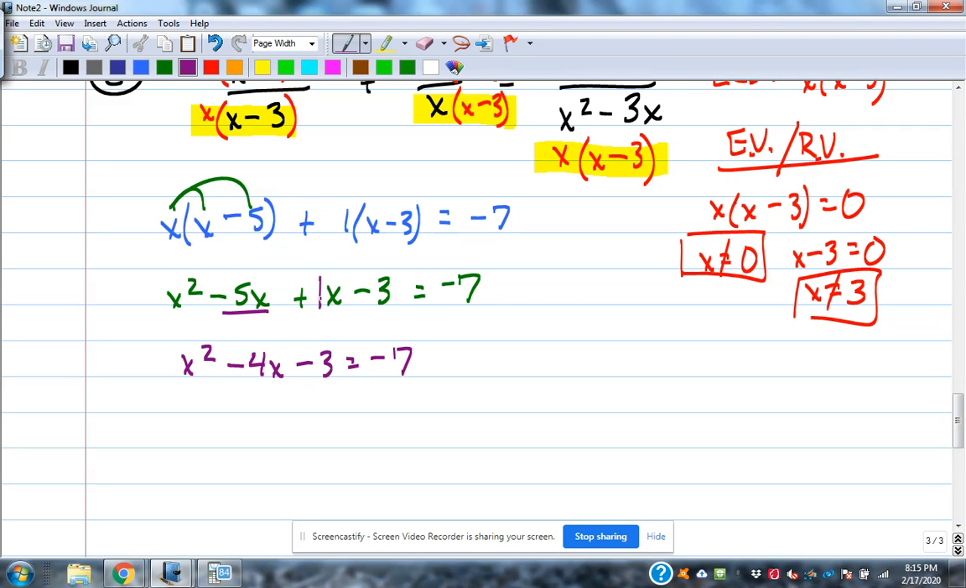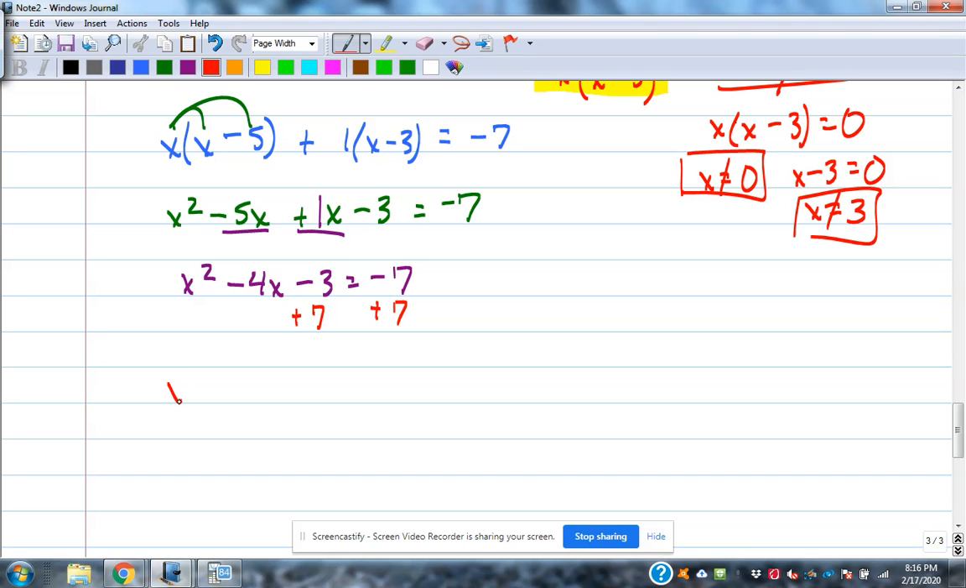Negative 5x and positive 1x is negative 4x when you put them together. Now what do I need to do? Add 7 because it's x squared in the problem. I need to get it equal to 0, so I've got to move the 7 instead of the 3. So x squared minus 4x plus 4 is equal to 0. That's the quadratic that I've got to solve.